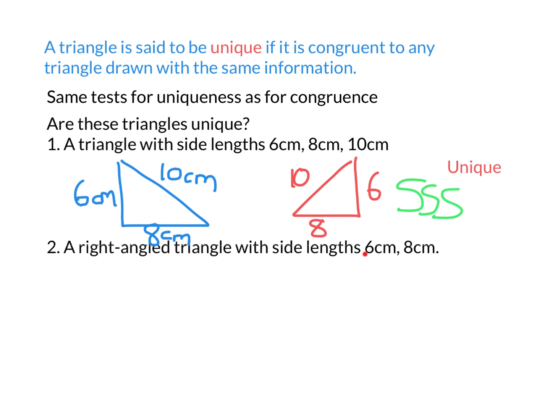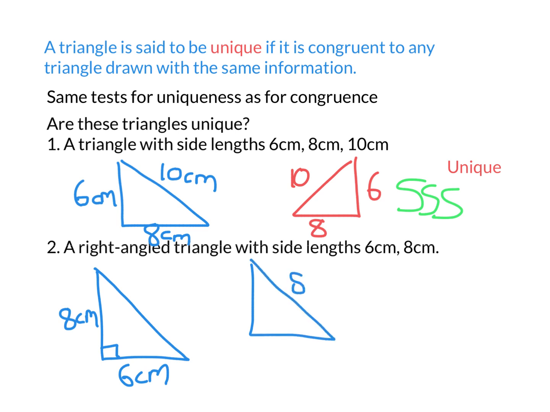Okay, what about a right-angled triangle with side length 6 centimeters and 8 centimeters? So let's go ahead and draw one. So I'm drawing a right-angled triangle, and I could have, like the last one, 8 centimeters and 6 centimeters being the shorter sides. So, is it possible to draw another triangle with a right angle and these two side lengths that is not congruent to that one? So it turns out it is, because I didn't say that the angle had to be in between the two sides. I could also draw a triangle like this, where 8 centimeters was the longest side.